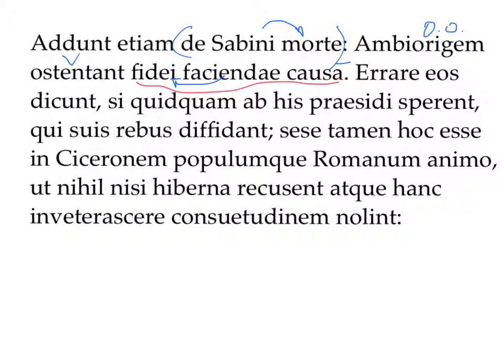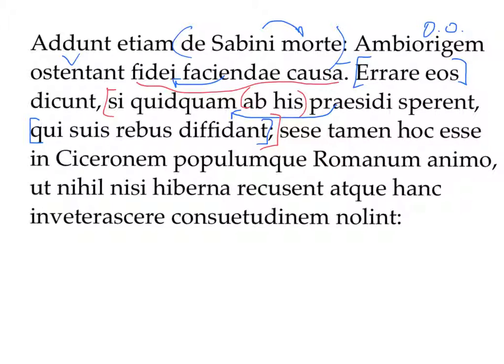Errare eos dicunt, just from those three words I can tell that we have an accusative with an infinitive here, because now we have our head verb dicunt. Then we see si right away, which is a clause marker. We have quidquam ab his, quidquam of course being accusative and ab his a preposition. Praesidii is a genitive going with quidquam here, and then sperent is your verb of the si clause. Although before we end the bracket of the si clause, we have to see that qui keeps it going a little bit, because that's a relative clause inside of that si clause. And suis rebus looks like a dative or ablative, and then diffidant, which of course ends our qui clause, and also ends that si clause that we started.